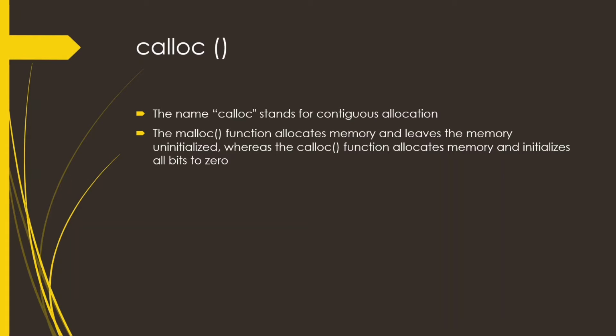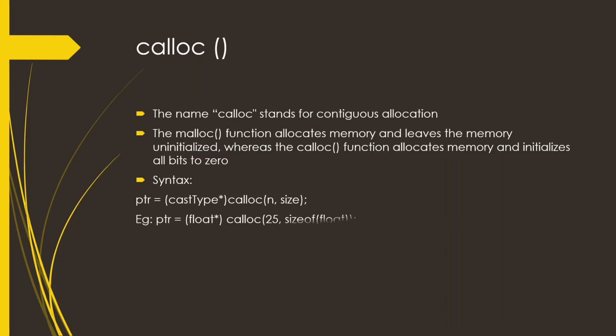Next is calloc, which stands for contiguous allocation. The malloc function allocates memory and leaves the memory uninitialized, whereas the calloc function allocates memory and initializes all bits to 0. The syntax is ptr followed by the cast type, calloc(n, size). Here in this example, ptr equals (float*) calloc(25, sizeof(float)). This statement allocates contiguous space in memory for 25 elements of type float.